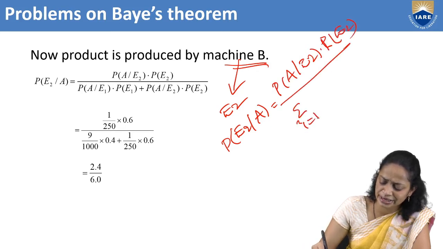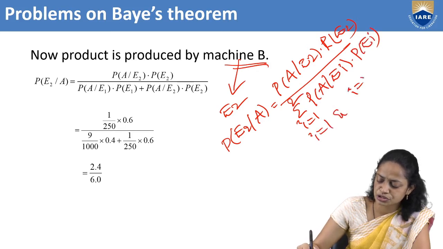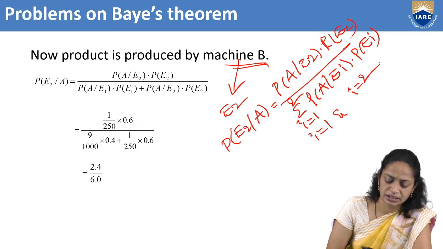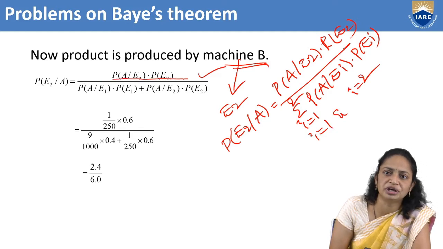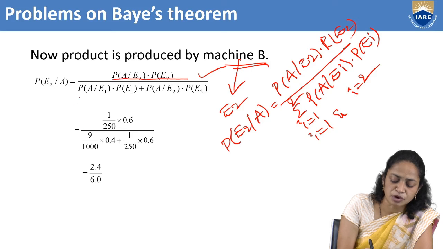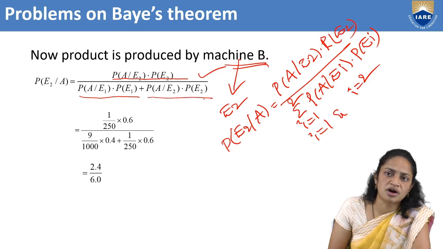summation i equal to, how many machines are there? 2 machines. So probability of A given Ei into P of Ei. So here substitute i equal to 1 and also substitute i equal to 2. Okay, so from that you will get the formula. So that is probability of E2 given A equals probability of A given E2 into P of E2 divided by probability of A given E1 into P of E1 plus probability of A given E2 into P of E2.